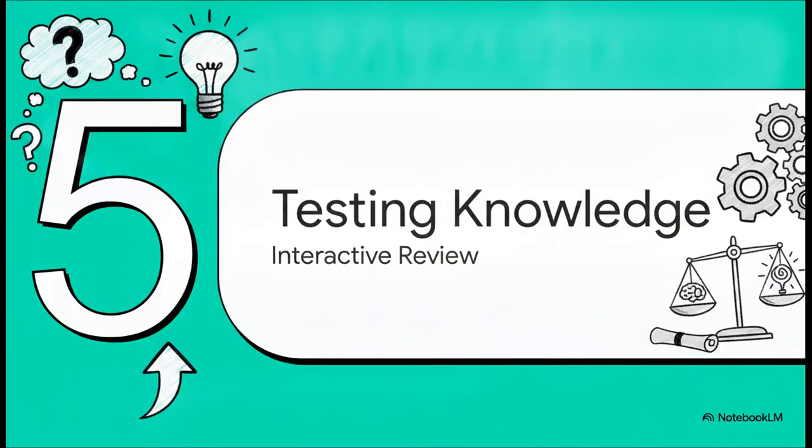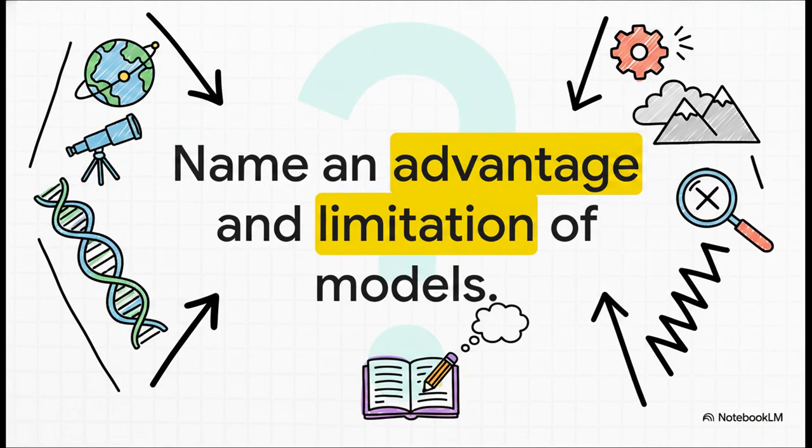Okay, moving on to Section 5, testing your knowledge. We've covered a lot of ground, so it's time to actively reflect on what we've learned. Here are your first two homework prompts. Number 1, name one advantage of using a model in science. Number 2, name one limitation of a model you have personally used in class. I strongly encourage you to pause this explainer right now, grab a notebook, and formulate your own answers based on what you've learned. Active recall is how this knowledge truly sticks.